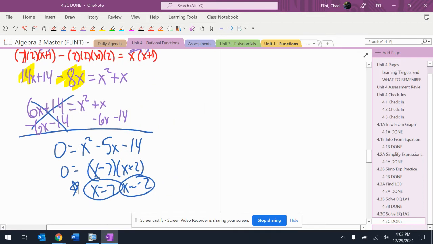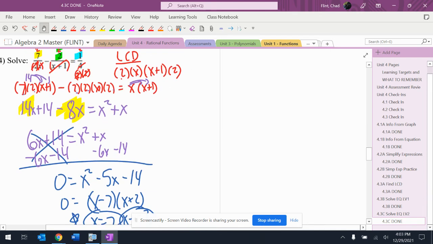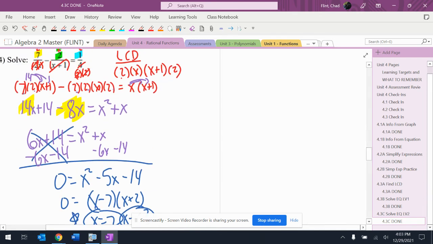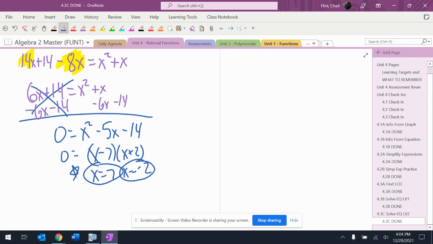If I go back up here, 7 obviously isn't, nothing's going to make the 7 or the 2 make the first one 0. 7 plus 1 and negative 2 plus 1 isn't making the second. So they're both okay. Both of those work. Neither one makes a denominator 0.